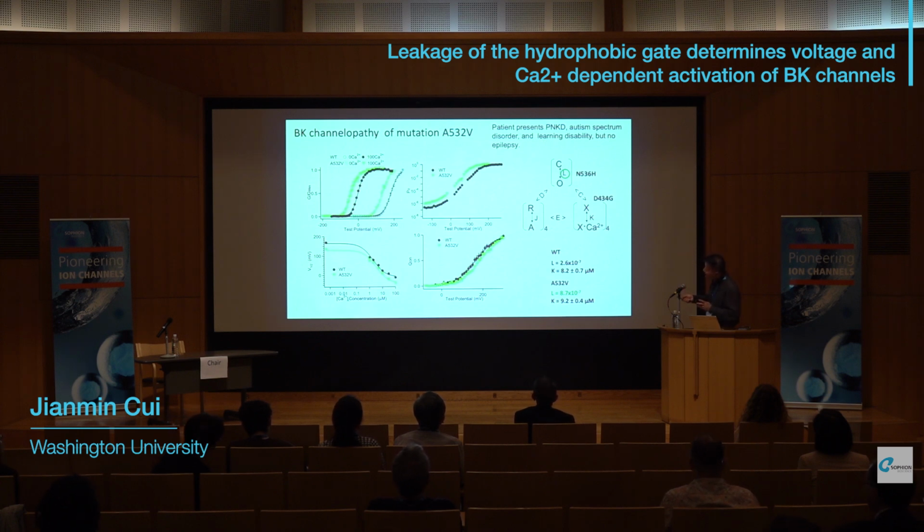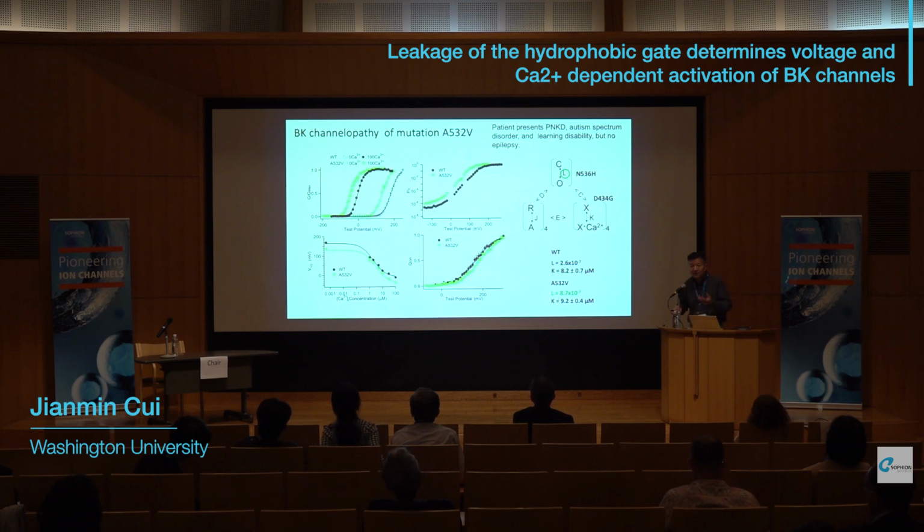And if you look at the mutation and what it does to the function, you see that the channel seems to be activated by less voltage, at both calcium concentrations. And if you look further, you find that the mutation only increases the intrinsic opening, and it doesn't change the calcium dependence. It doesn't change the voltage dependence. So the voltage sensor movement is not so much changed by this mutation.